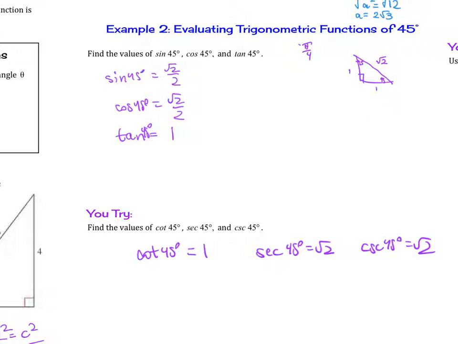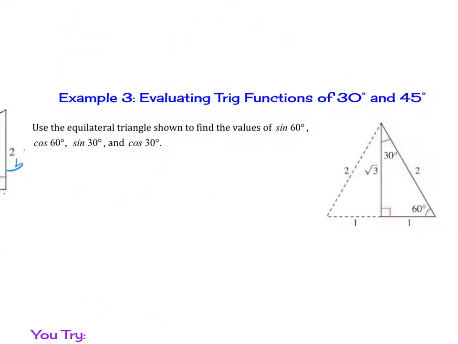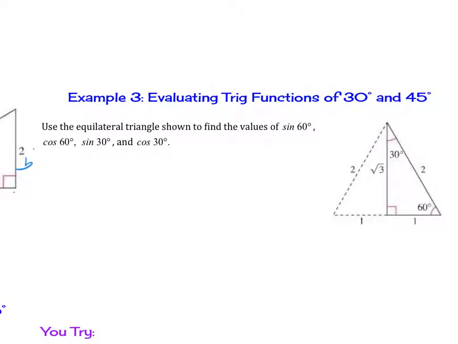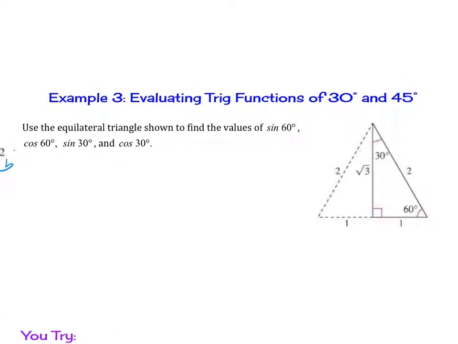So if you try this out, you know that cotangent is just a reciprocal of tangent, so it's just 1. Secant of 45 degrees is root 2, and cosecant of 45 degrees is also root 2. Let's take a look at this final example. Use the equilateral triangle shown to find the values of sine of 60 degrees, cosine of 60 degrees, sine of 30 degrees, and cosine of 30 degrees.